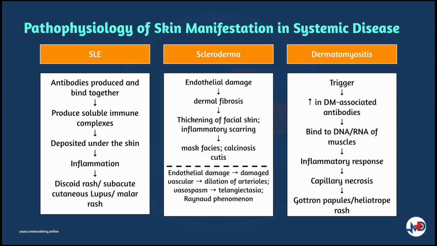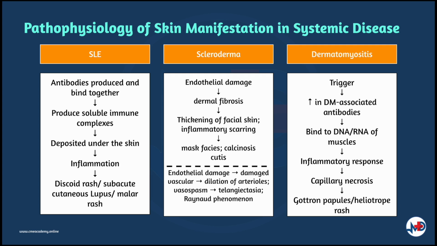This causes endothelial damage, dermal fibrosis, and damaged vasculature. Dermal fibrosis leads to thickening of facial skin, causing mask face seen in scleroderma. Inflammatory scarring also causes calcium to be deposited under the skin, leading to calcinosis cutis. Abnormal vasculature in scleroderma leads to dilatation of arterioles and thus telangiectasia.